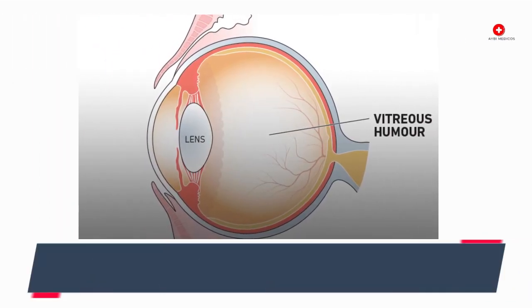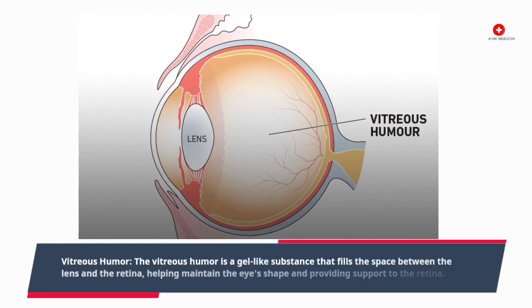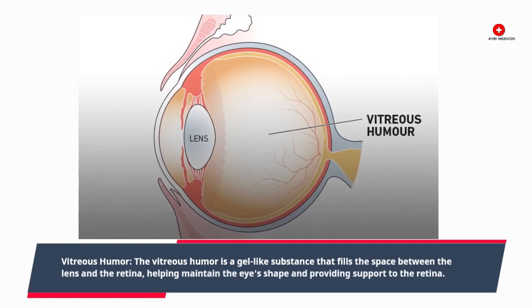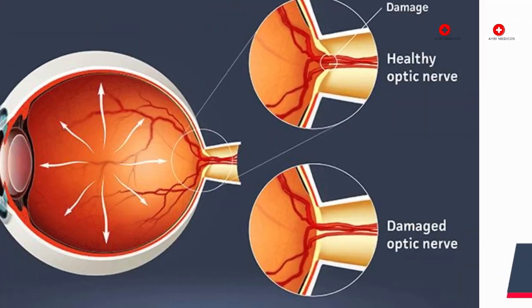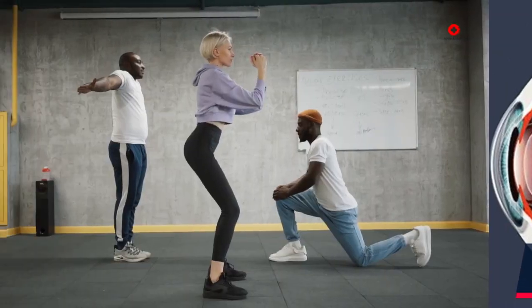Vitreous humor. The vitreous humor is a gel-like substance that fills the space between the lens and the retina, helping maintain the eye's shape and providing support to the retina. Function of the human eye.